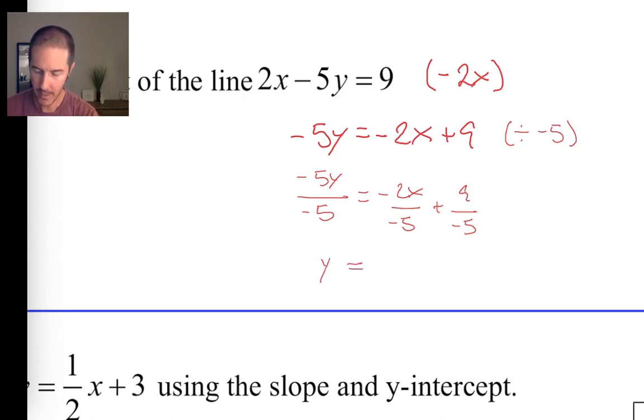On the left-hand side, the -5's cancel, leaving us just with a y. On the right-hand side, these negatives here are going to cancel. And the 2/5 is now positive, and instead of keeping the x up here in the numerator, I'm going to write the x next to my fraction. Am I allowed to do that? Yes, because my x is really still over 1, so that x is still in the numerator.